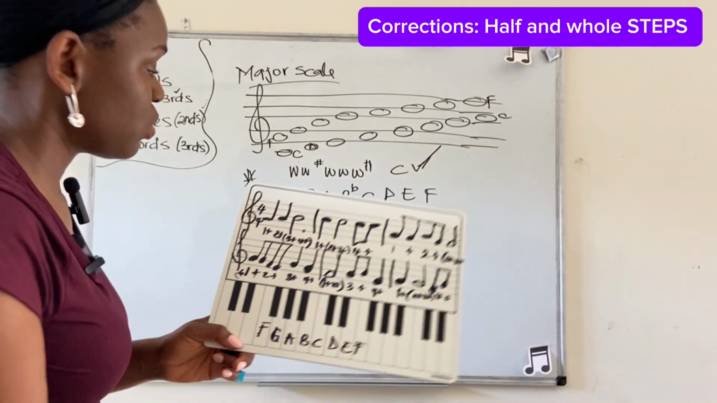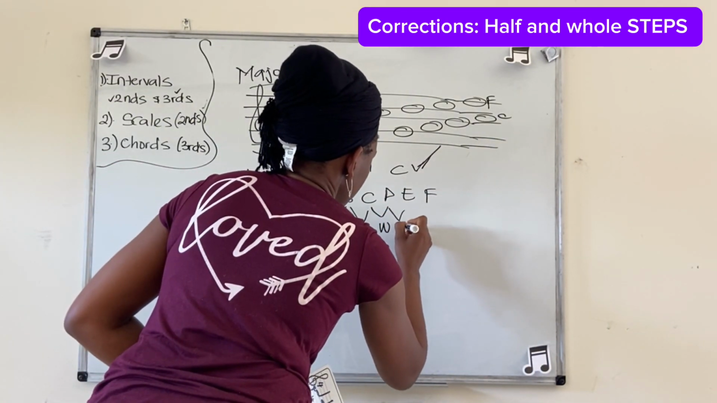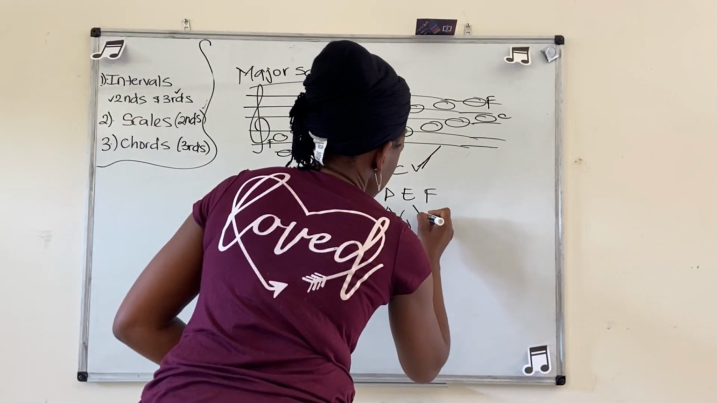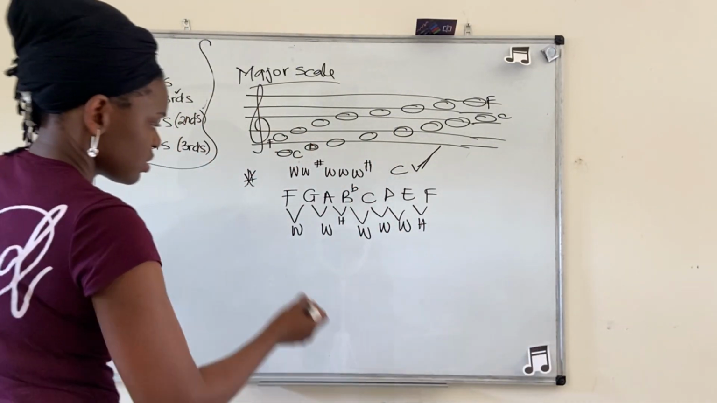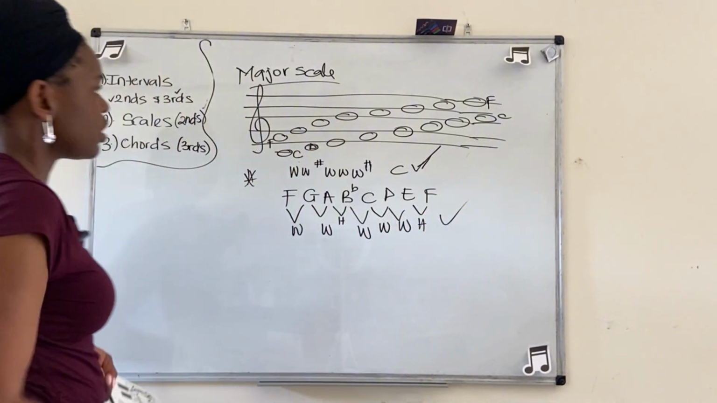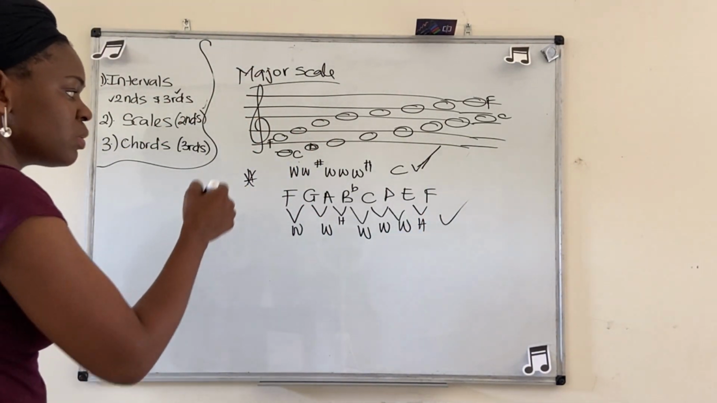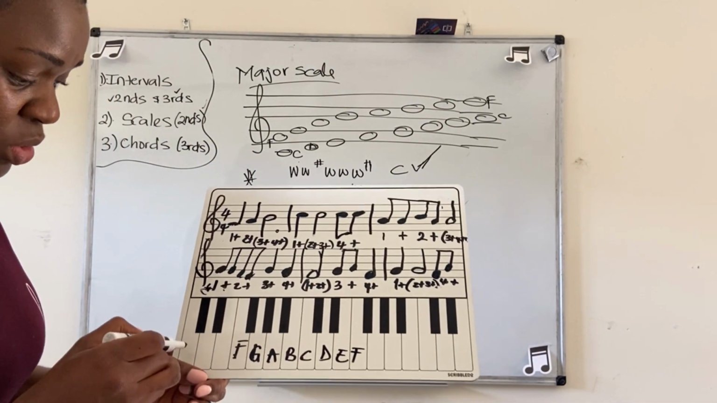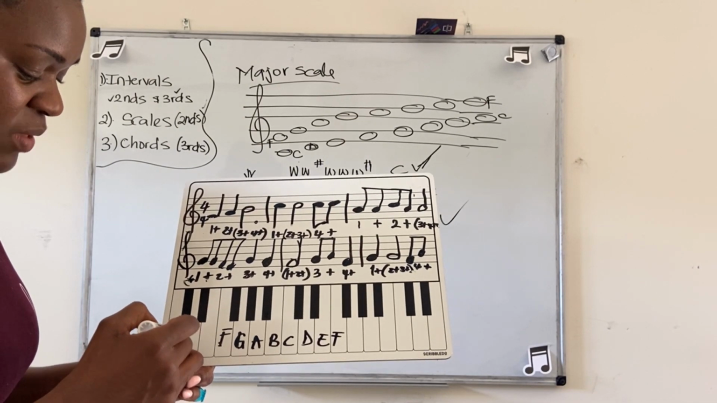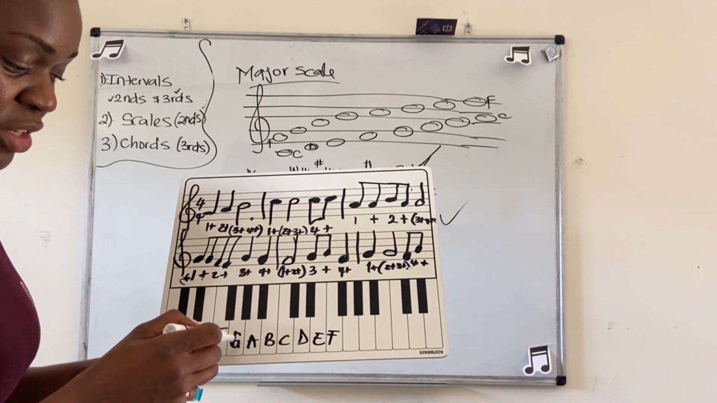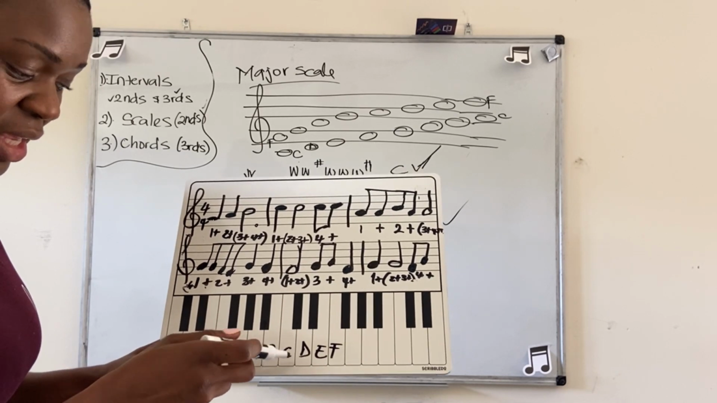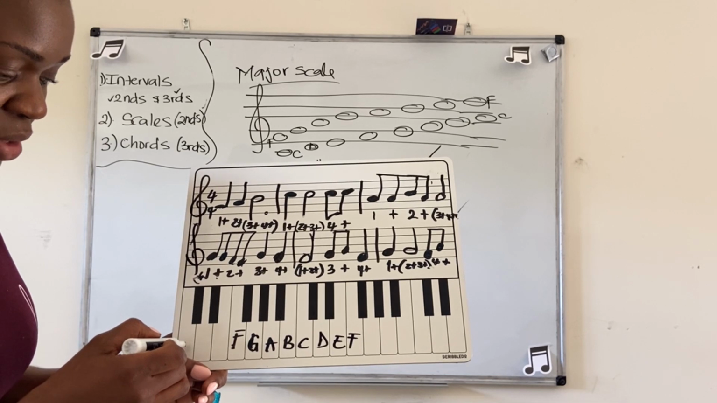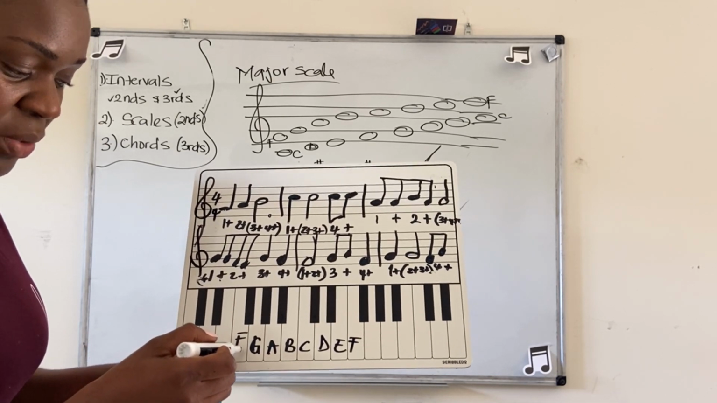D to E is a whole step, and E to F is a half step. So we see that this fulfills our formula for a major scale. It's going to sound like do, re, mi. This C starts do, re, mi, fa, sol, la, ti, do. So this is A, B, C, D, E, F, G, A, B, C, D, E, F. Do, re, mi, fa, sol, la, ti, do.